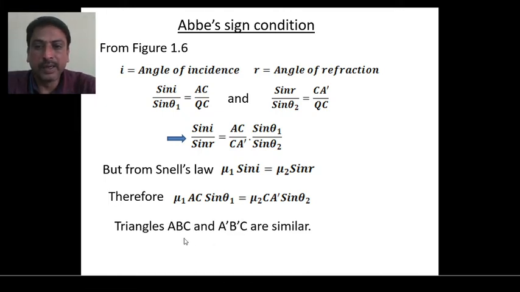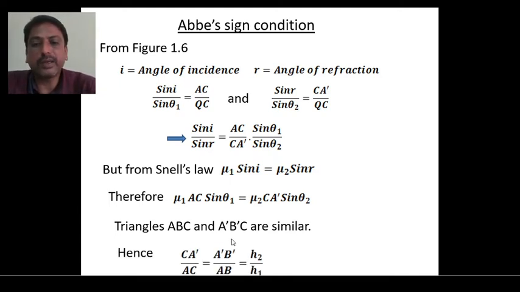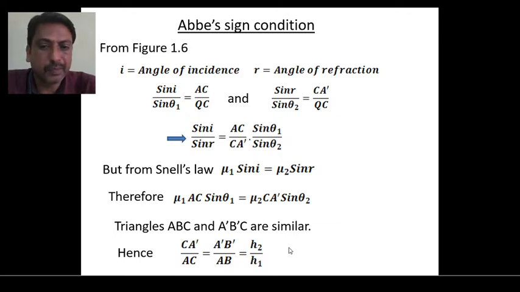Now if you consider the triangles ABC and A'B'C from the figure, these two triangles appear to be similar. So by using the similar triangle theorem, I can write CA' divided by AC is equal to A'B' divided by AB, where A'B' is nothing but H2 and AB is H1. So CA' divided by AC can be represented by H2 divided by H1.